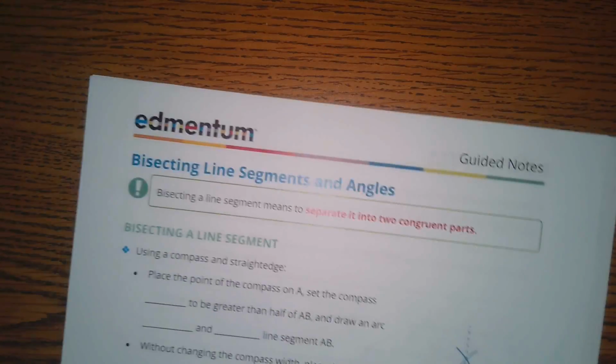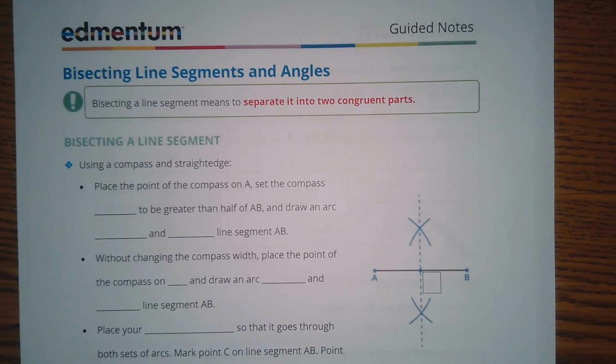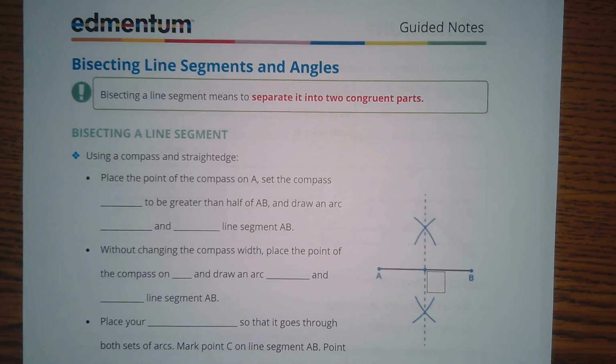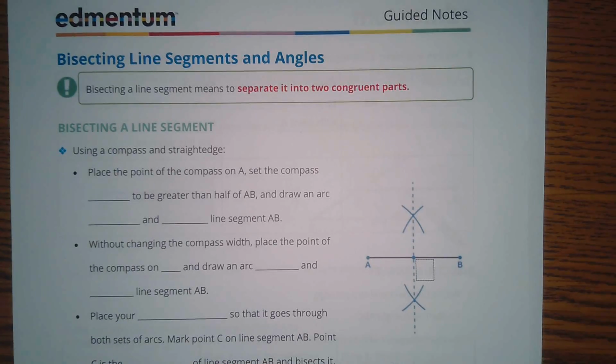Now let's talk a little bit about how we could bisect an angle or a segment. For bisecting, that's when we create a line segment and we separate it into two congruent parts. So we're cutting it perfectly in half. Now we can bisect a line segment using a compass and a straight edge.